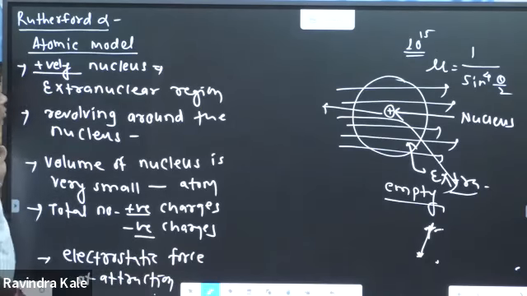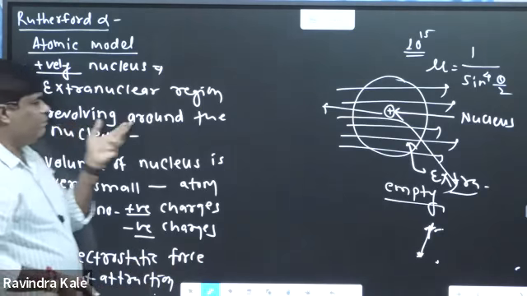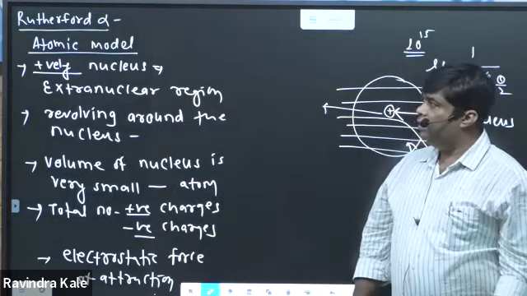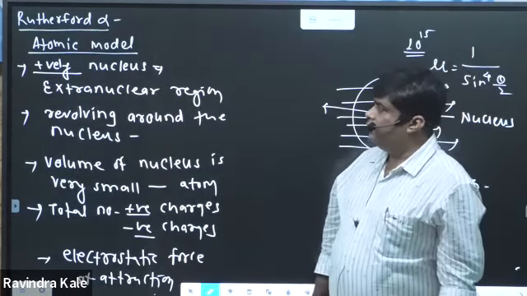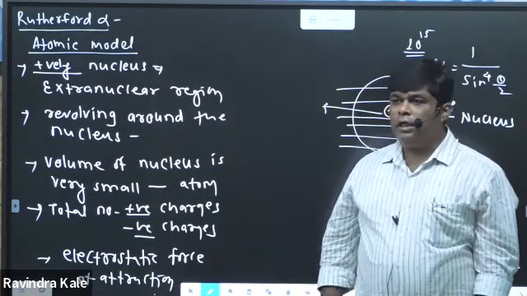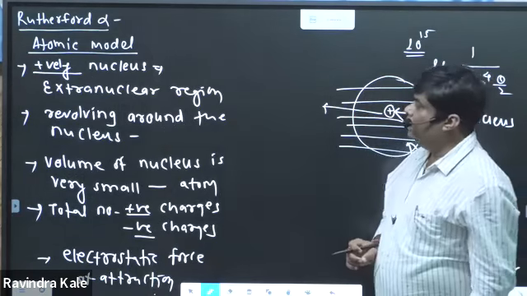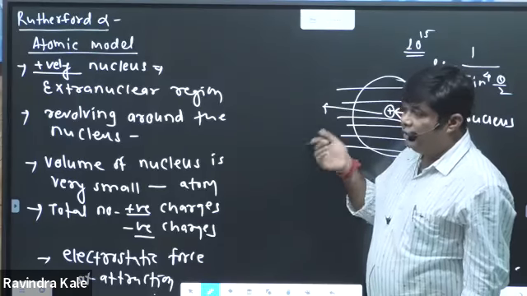So this is the Rutherford atomic model. It has very simple postulates given by Rutherford. What are the important postulates? First, according to Rutherford, the nucleus is positively charged. The atom consists of a positively charged nucleus and an extranuclear region.